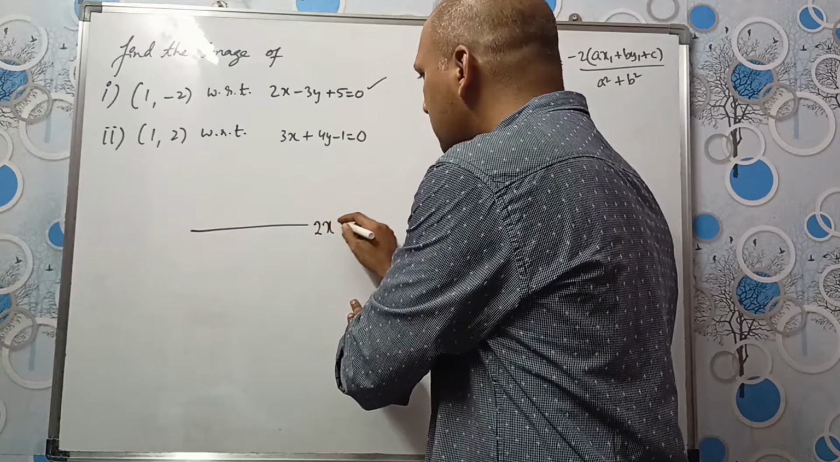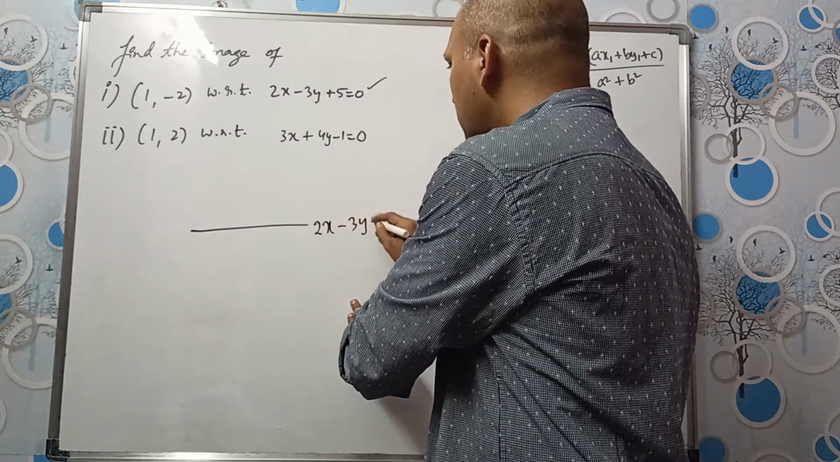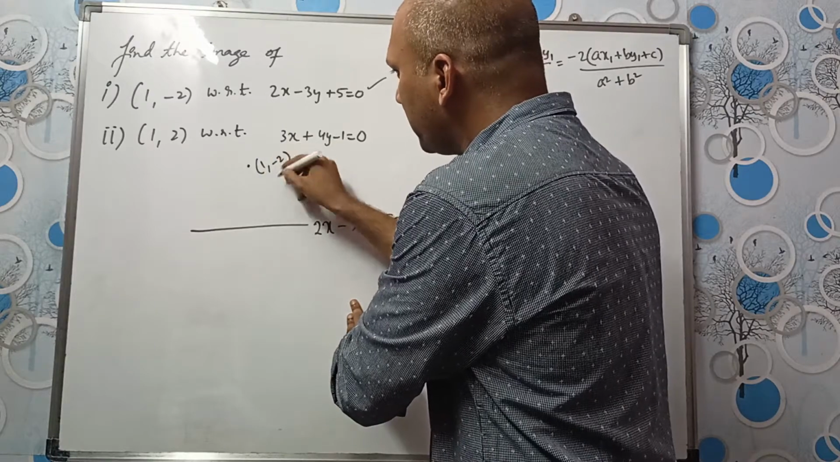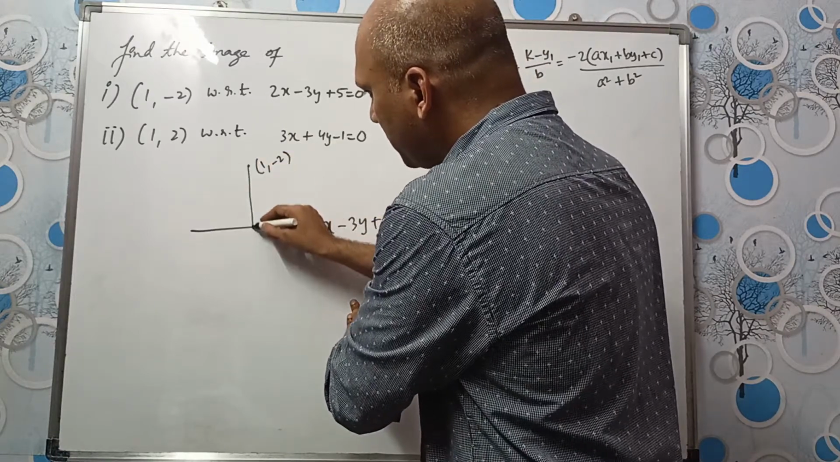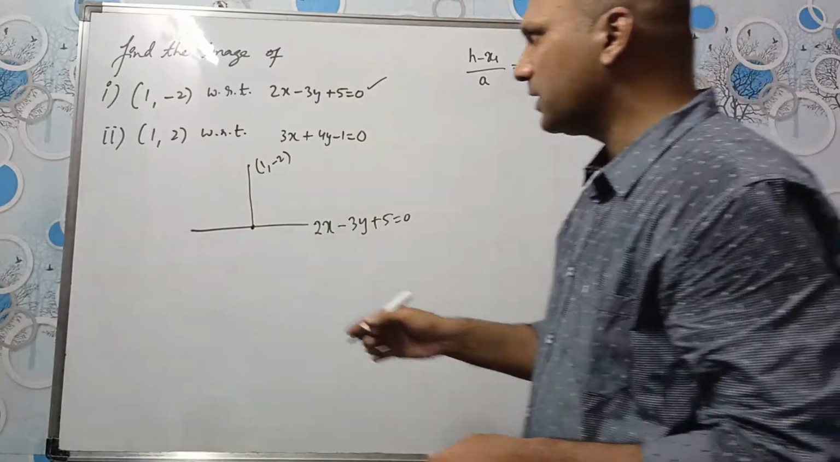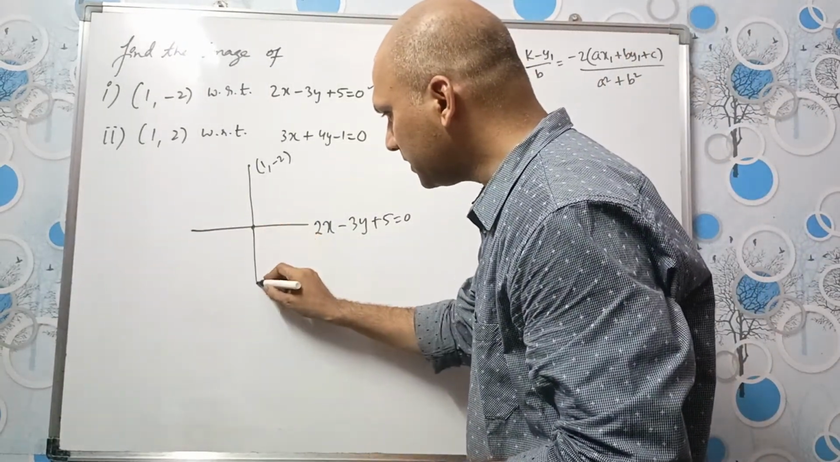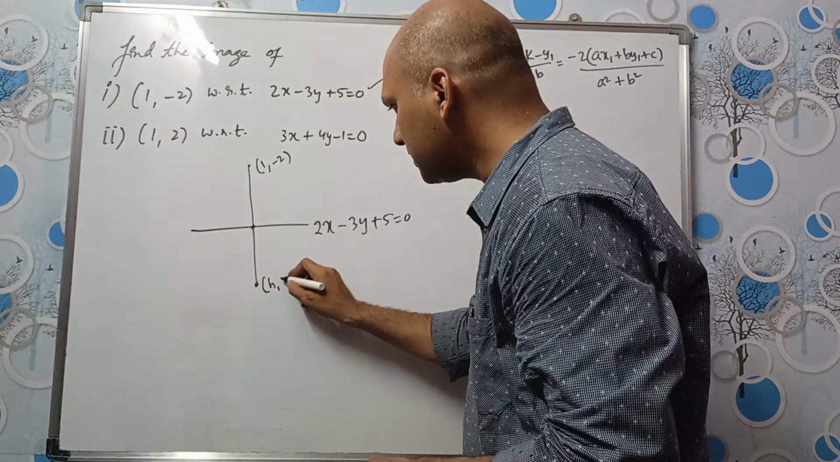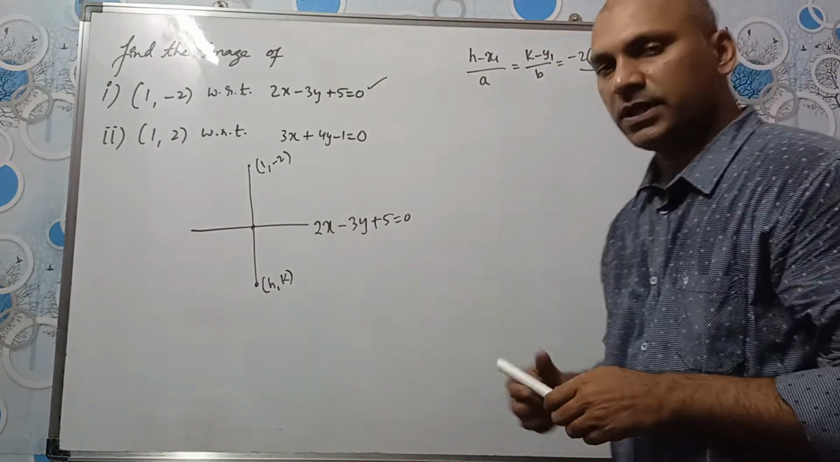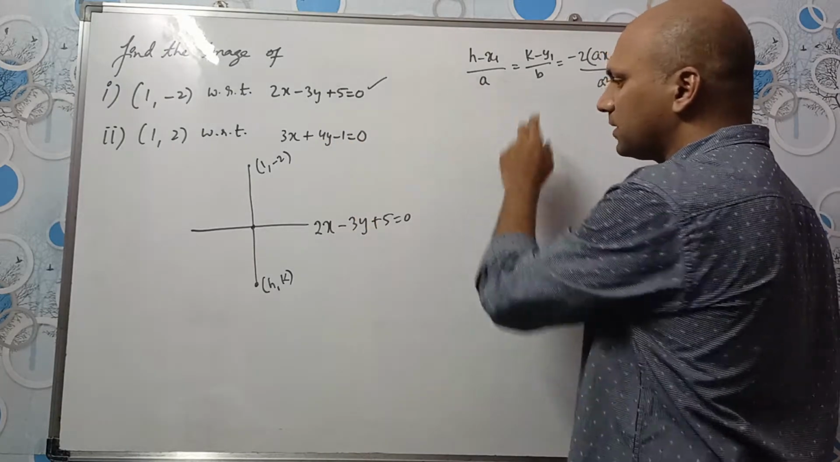Let us say this is the equation 2x minus 3y plus 5 equal to 0, and this point is 1 comma minus 2. Okay, if we draw a perpendicular, this is the foot of the perpendicular. We should not find the foot of the perpendicular in this, we should find the image. This one will be the image, it is h comma k. Okay, we need to find h comma k. Let us substitute the values here.